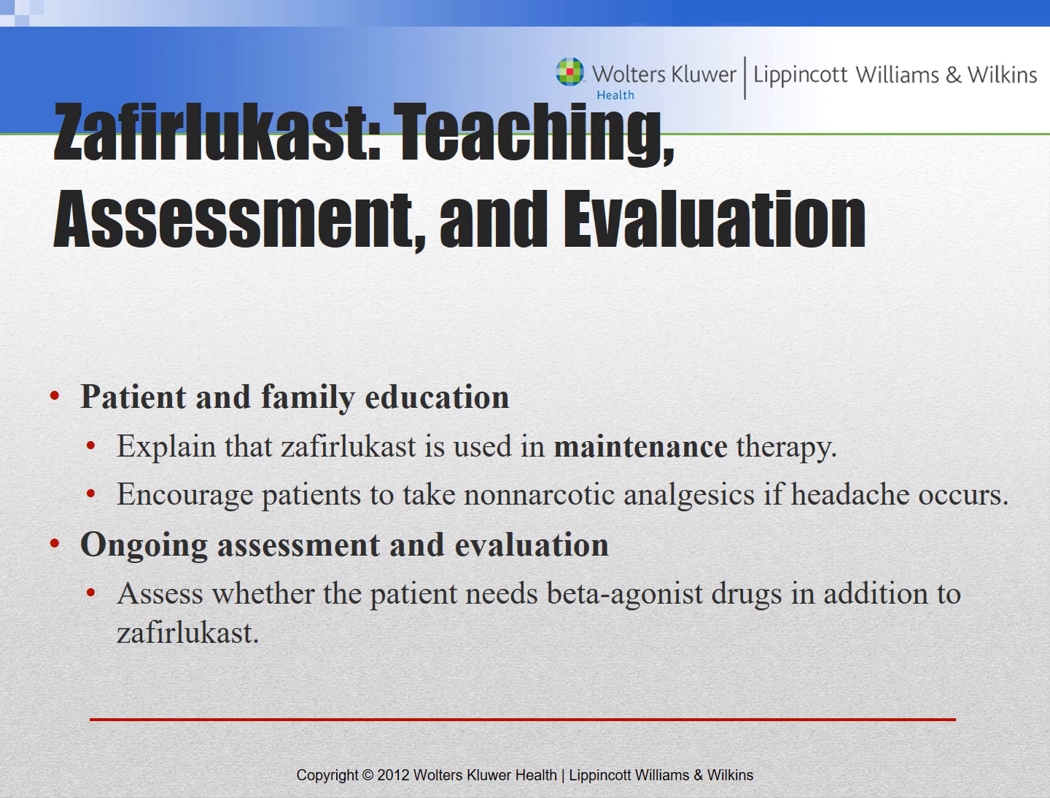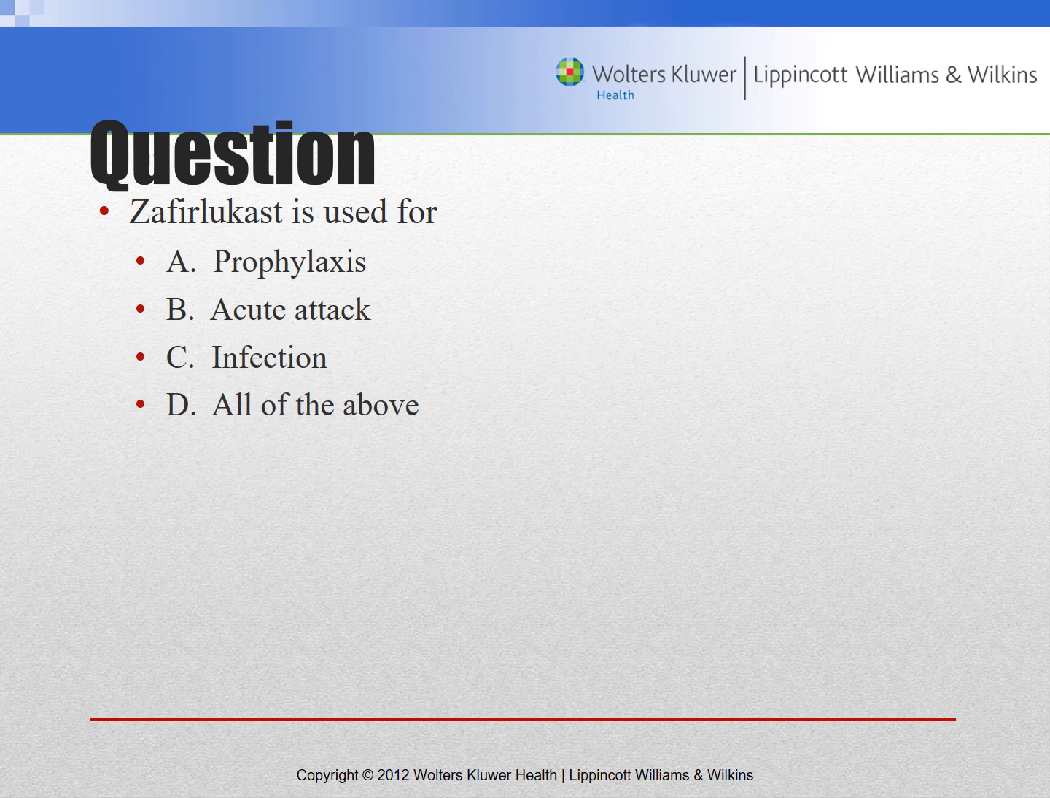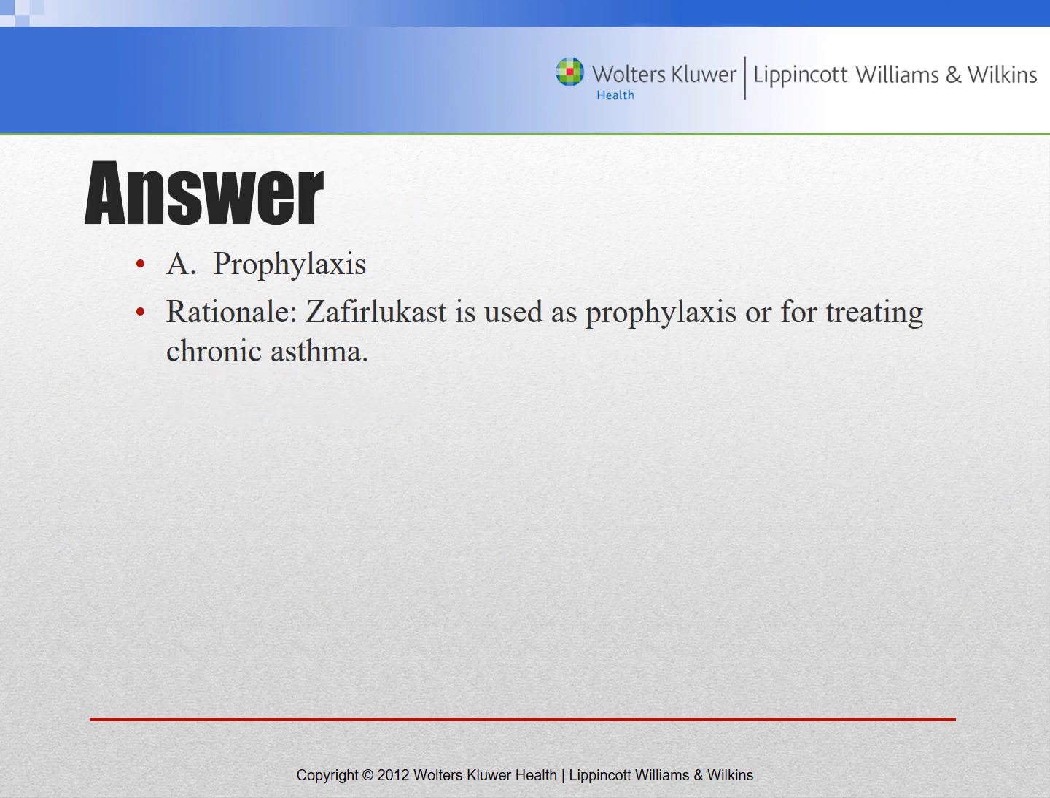Patient and family education, we want to explain that it is maintenance therapy and encourage them to take non-narcotic analgesics if a headache occurs, such as Tylenol or acetaminophen. We want to assess whether the patient needs any beta agonist drugs in addition to the Zafirlukast in order to help with their asthma symptoms. And Zafirlukast is used for prophylaxis or for treating chronic asthma.